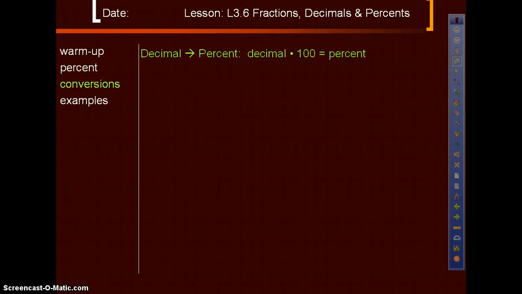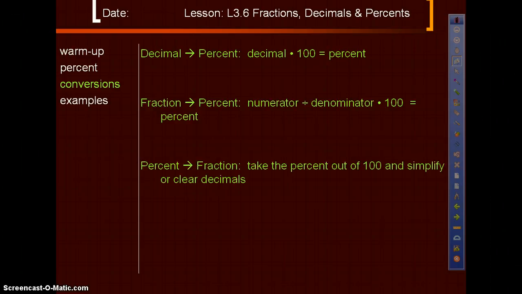We make conversions just like we did with fractions and decimals. If we want to convert from a decimal to a percent, pretty simple. We just take our decimal times 100. If we want to convert from a fraction to a percent, we take our numerator divided by the denominator, which will give us the decimal, and then times 100. And if we want to convert from a percent to a fraction, we simply take the percent out of 100 and simplify or clear our decimals if necessary.